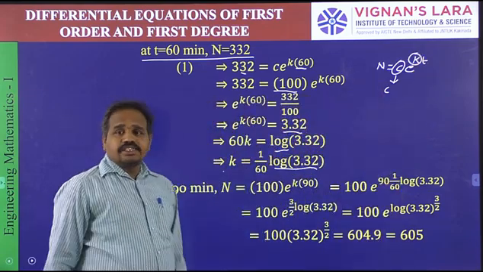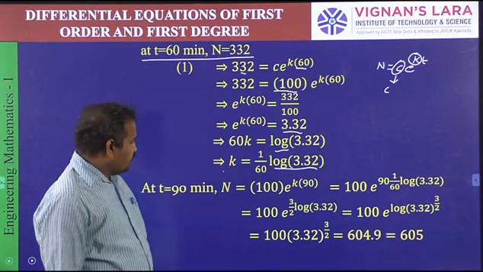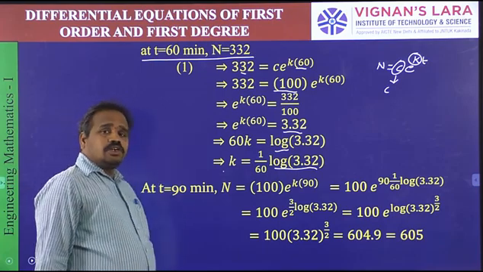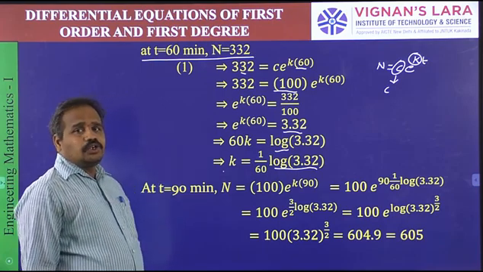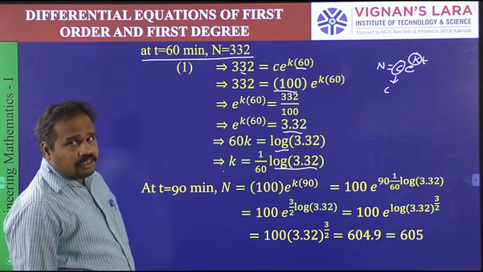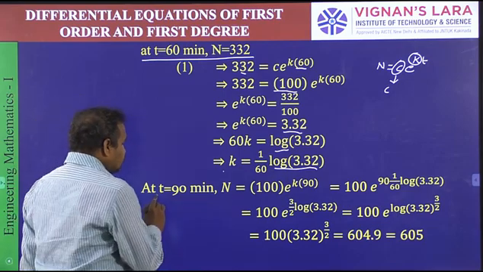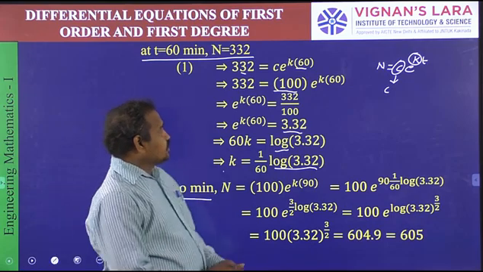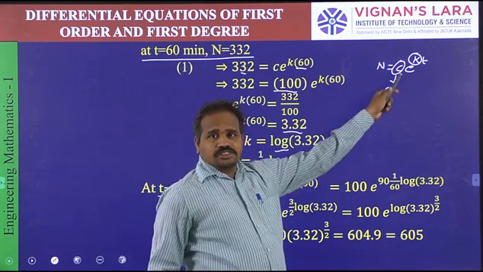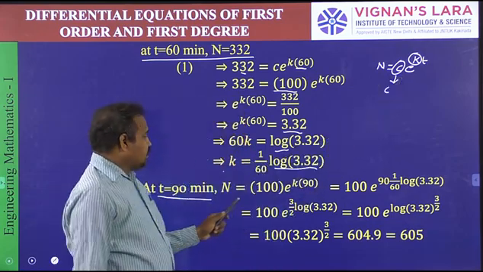By using the second condition I calculated the value of k. Now what do we have to calculate? t is equal to 90 minutes. We have to calculate the value of N at t is equal to 90 minutes. Use equation number 1. This is the equation. Substitute the terms.